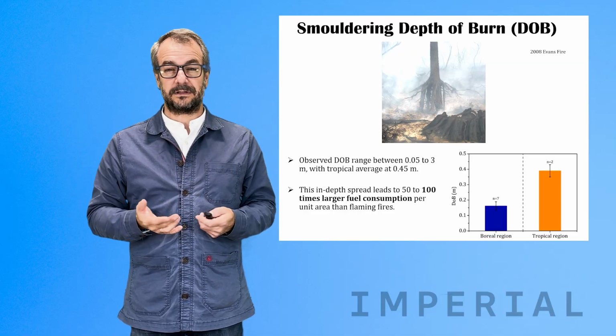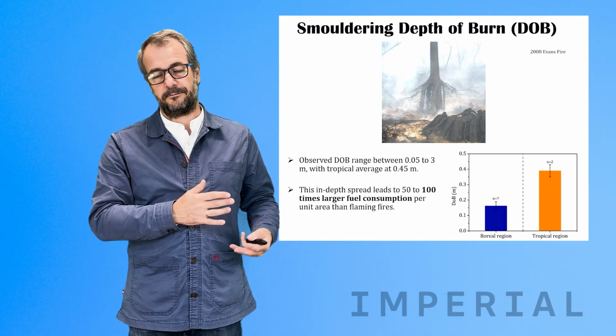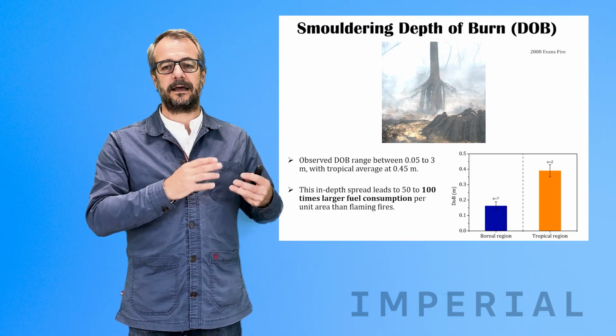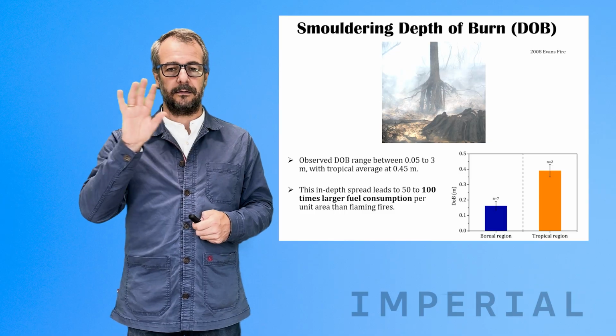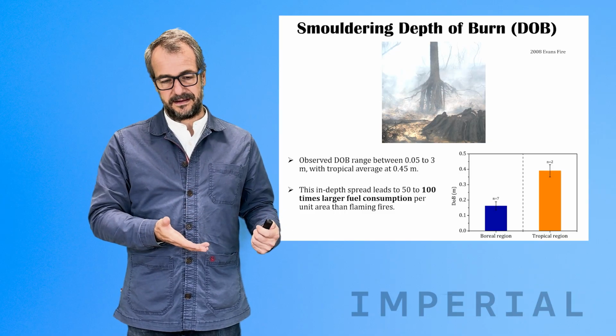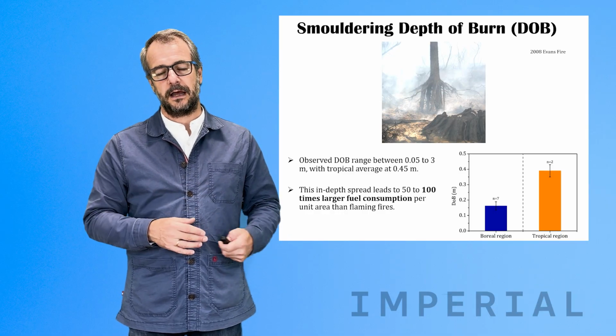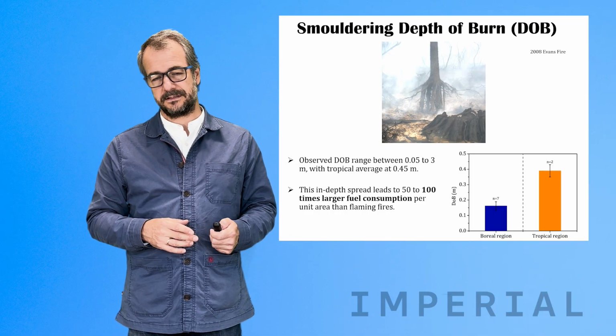We're talking about almost half a meter, whereas the typical depth of burn of boreal fires, which happen in the boreal belt of peatlands, still burn significantly deep, but not as deep as the tropical ones. We're talking about 15 centimeters of depth. It's still significant though.